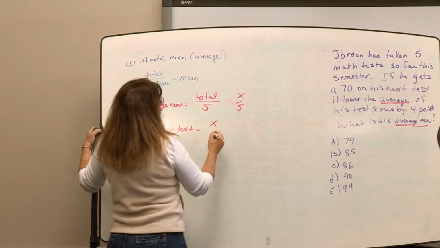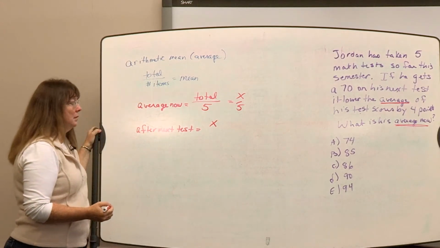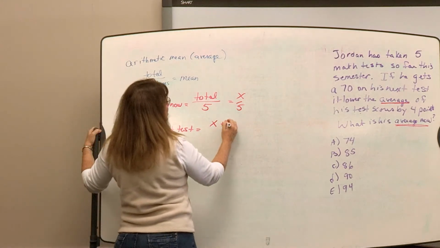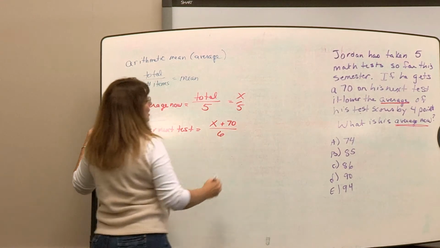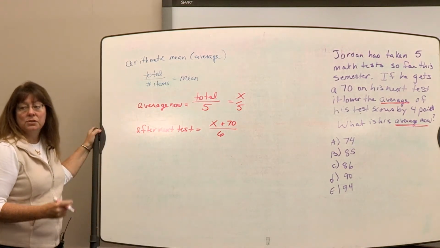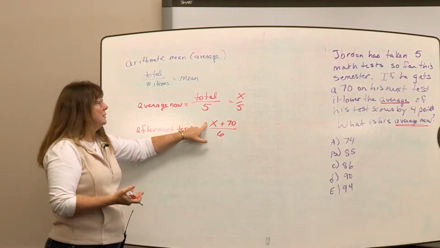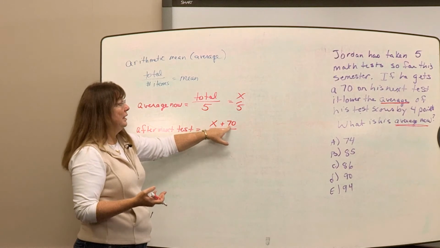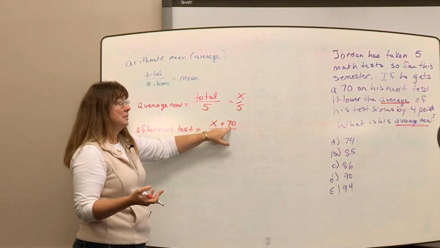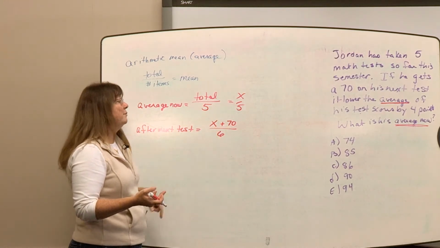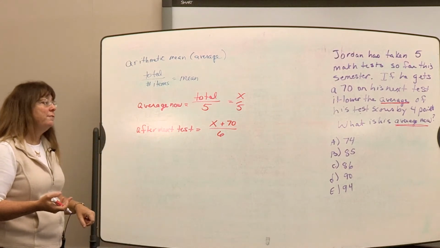I could add the total for those 5 tests plus his next one, which is the 70, and now I've got 6 tests. So my average is that total from before, which I don't know what it is, plus his new test, and they say if he gets a 70 on his next test, it's going to make his average go down by 4 points.